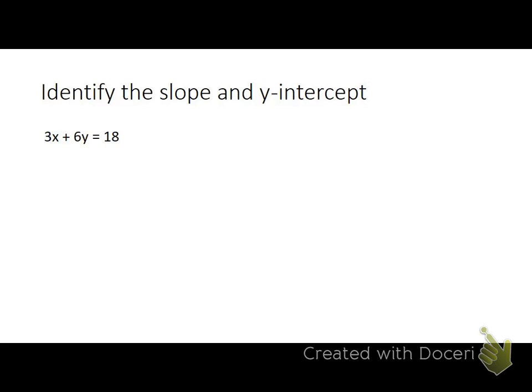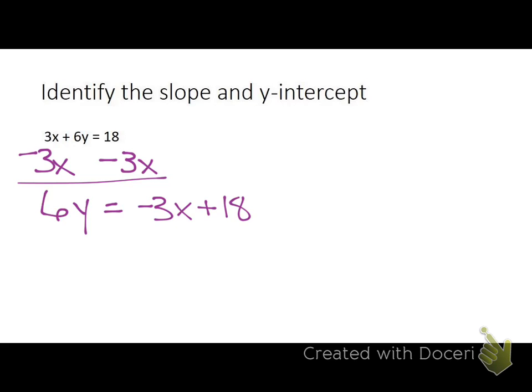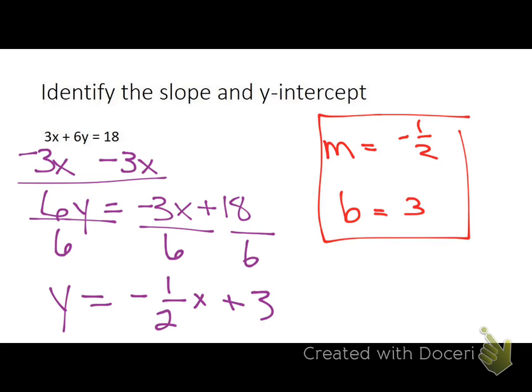All right, so if we write it in slope-intercept form first, we're going to subtract 3x from both sides. Which term do we write first? Negative 3x or 18? Negative 3x. Then we divide everything by 6, and now we can clearly see that negative 1/2 is our slope, and 3 is our y-intercept. M equals negative 1/2, B equals 3.